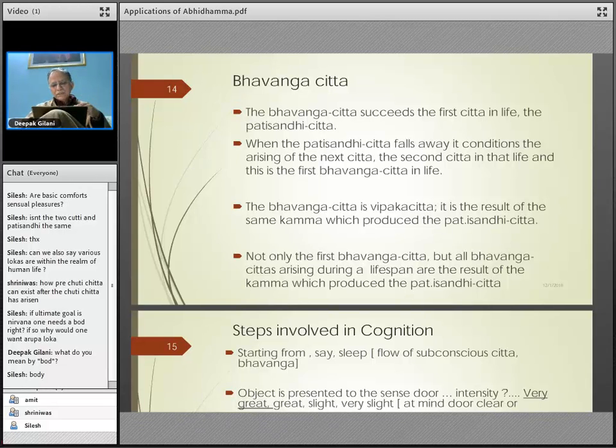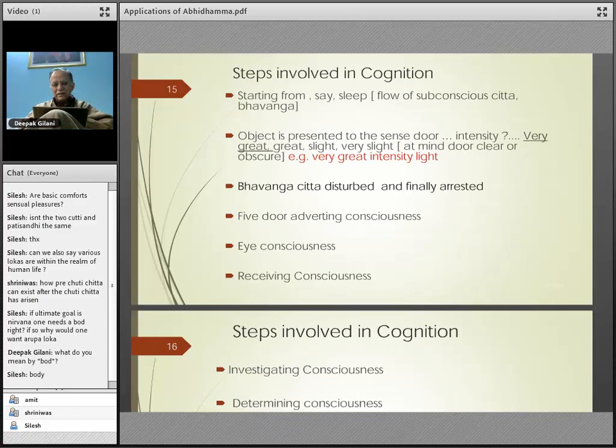If an object is presented to the sense door, suppose I am sleeping deeply and someone turns on a light, if it is a faint light it makes no difference. Depending on the intensity there will be an impact. These intensities have been identified. Suppose there is a very strong intensity light, then it disturbs the Bhavanga Chitta and it is finally arrested, so it gets stopped and the process chitta begins to arise. That's how things happen.